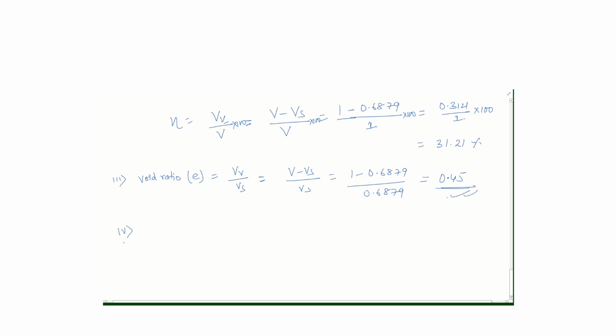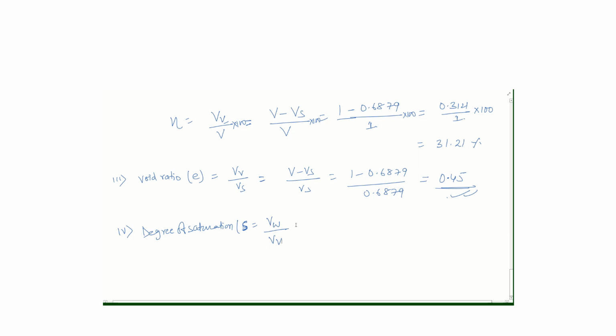Now the fourth one. Fourth one, what? Degree of saturation. So how can we define this degree of saturation? This is represented with capital S, and this is volume of water by volume of voids. Now we have to calculate the volume of water, and from there we can find the degree of saturation.